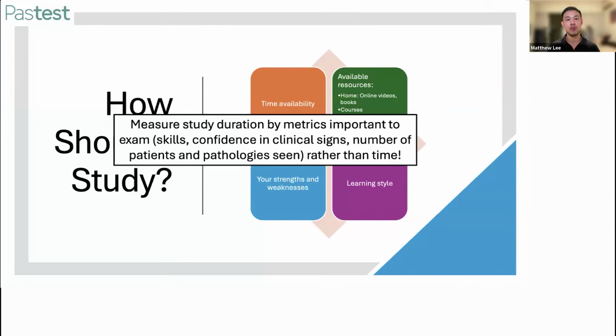And so it's very easy to fall into the trap of saying, I've examined, I've done X number of hours, but actually that's not the most important metric. The most important metric is how you are progressing in terms of your skills, your confidence in identifying clinical signs, the range of pathologies that you've seen, and the range of patients that you've seen, and also your confidence in finishing the physical examination. So you have to finish it in 6 minutes, essentially.